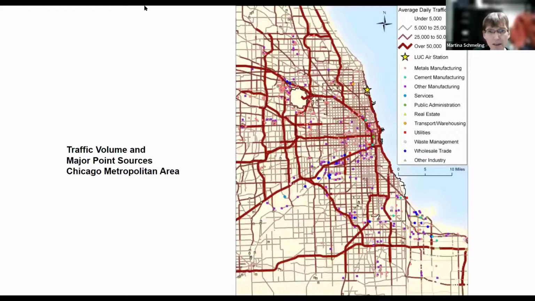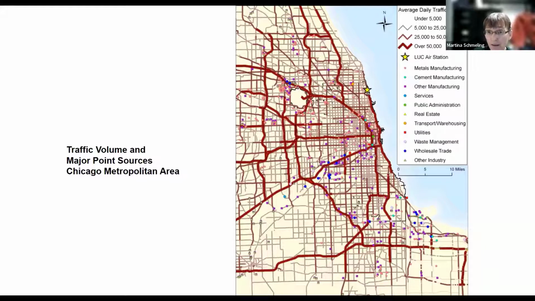So here you can see in a graph the traffic volume and also the major sources in the Chicago metropolitan area. You can see the red lines. These are the major interstates, predominantly interstates, some other streets as well, but they have very high traffic volume. And as the lines get thinner and lighter colored, there's less traffic volume. The dots and squares are local point sources, and the yellow star is where our sampling location, so where we took our air samples, is located. And you can see very clearly it's right next to the lake, but it's on the northeastern side of the city. And keep that in mind.